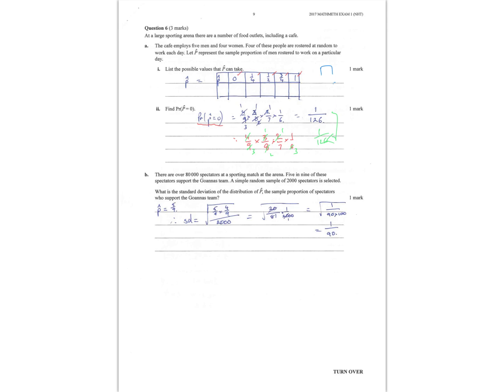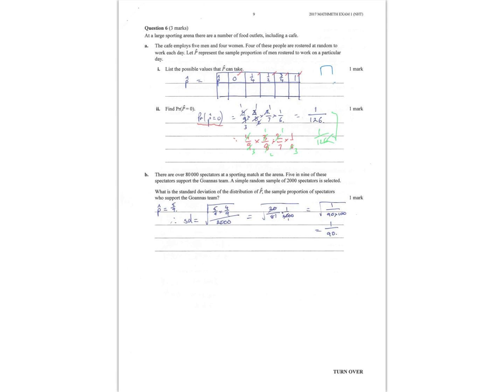All right, so there are over 80,000 spectators at a sporting match in the arena. 5 in 9 of these spectators support the Goannas team. A simple random sample of 2,000 spectators is selected. What is the standard deviation of the distribution of P hat, the sample proportion of spectators who support the Goannas team?